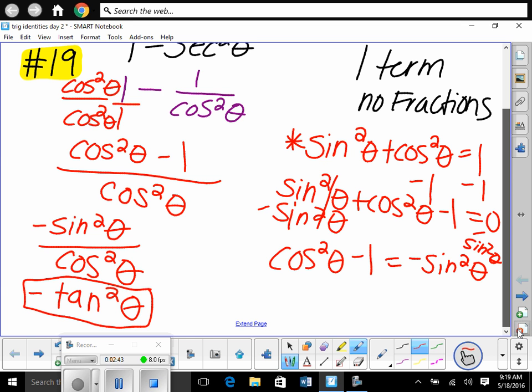So it took a little bit of thought, it took a little bit of manipulation, and you get better with that as you go. I'm really just good at seeing things like, oh, I know that cosine squared theta minus 1 is probably going to be used. You'll get better as you go. Okay, let's do another one. That was the hardest one.